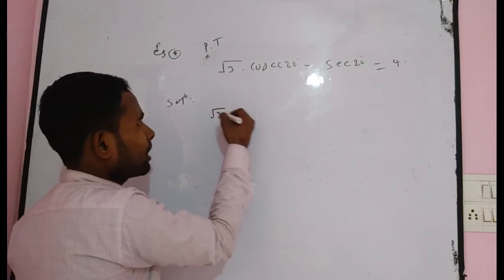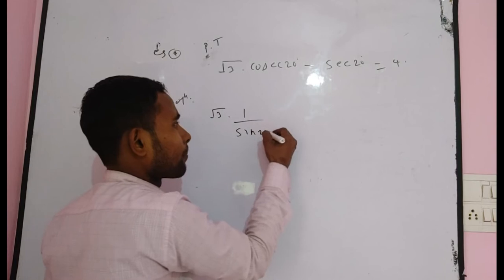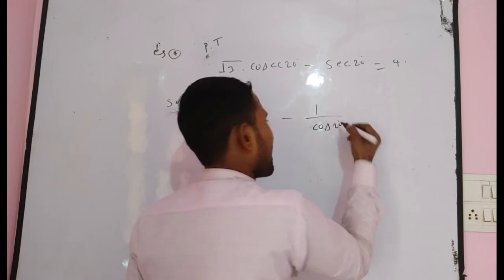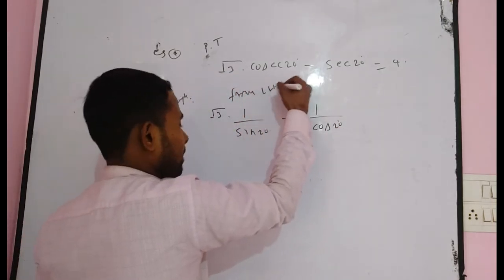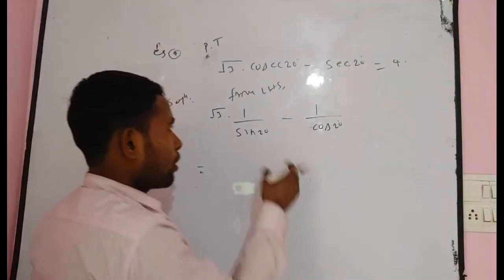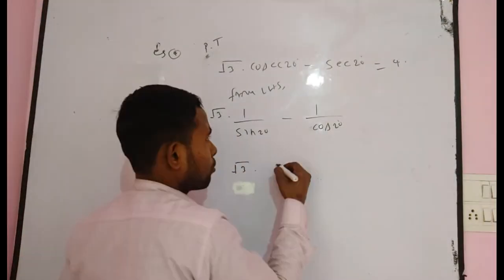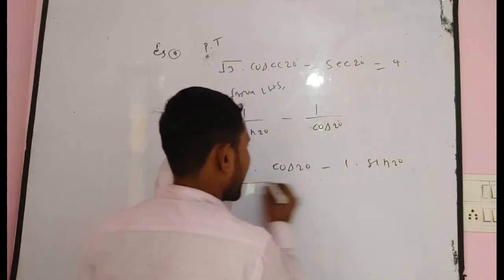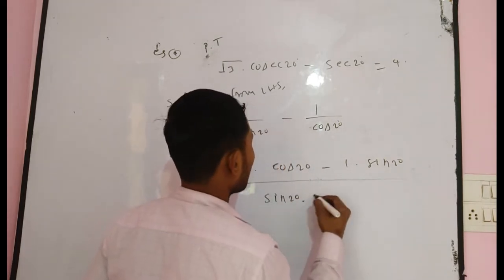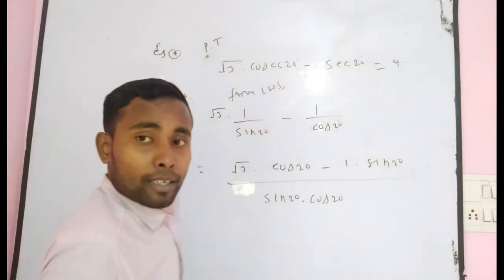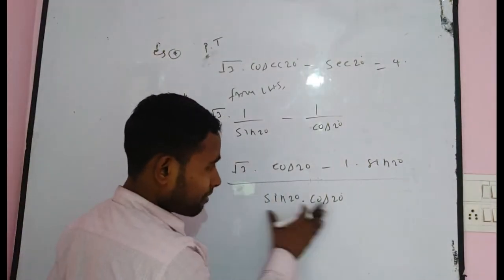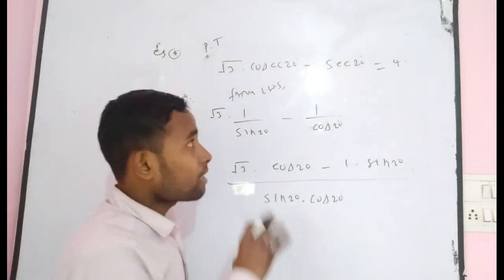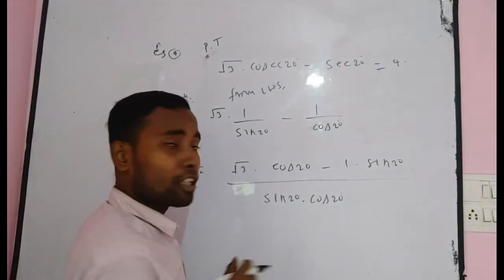Firstly, I want to write root 3 into cosec 20 as 1 by sin 20, minus sec 20 written as 1 by cos 20. Firstly, you have to write from the LHS. Now you have to take LCM. You get root 3 into cos 20 minus 1 into sin 20 divided by sin 20 into cos 20. Can you write it? Now it becomes this expression. Now you have to multiply and divide by 2 in both, that means numerator and denominator.